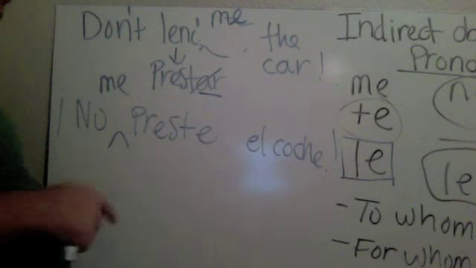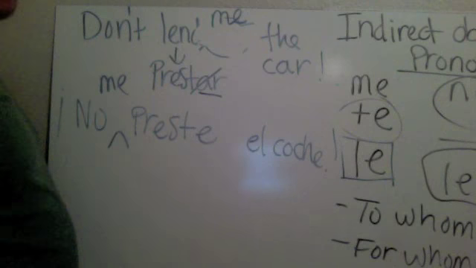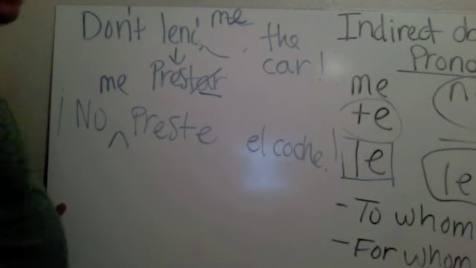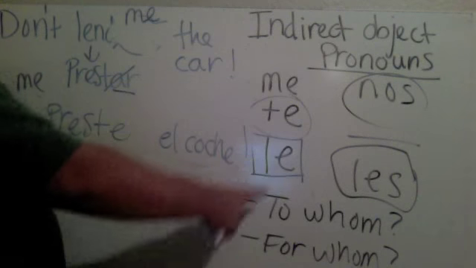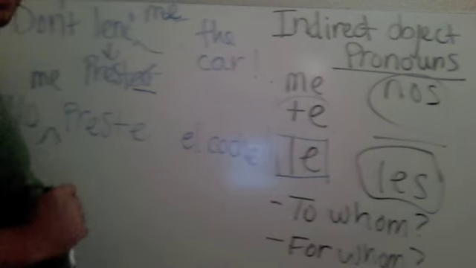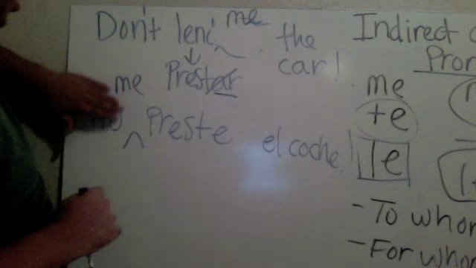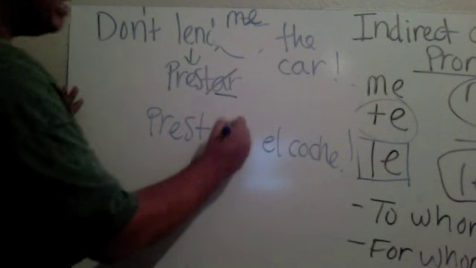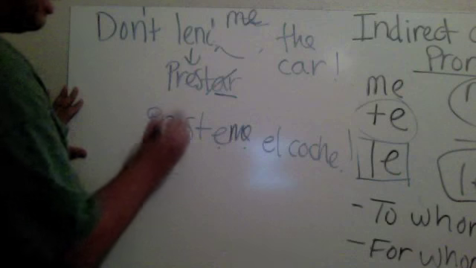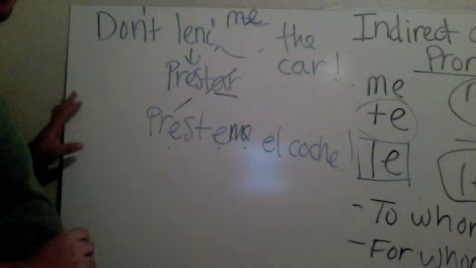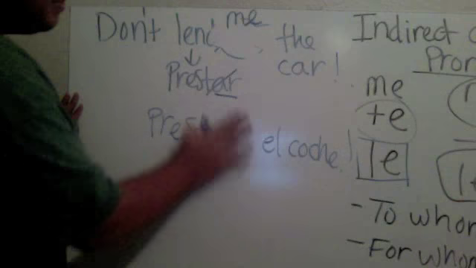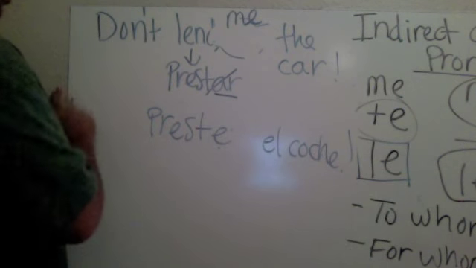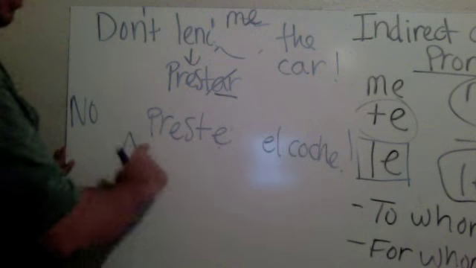In the other example, we attached it to the command, but why was that? Now, if you remember with commands, these can be attached only to affirmative commands. So if we took away this no, then we would have to move that to here. 1, 2, 3. Présteme el coche. But because the command is negative, this me needs to be before the command.